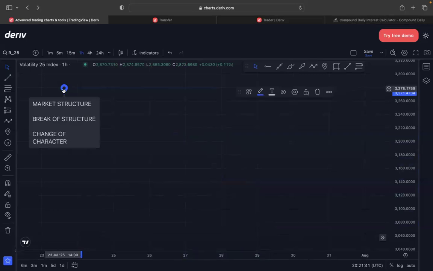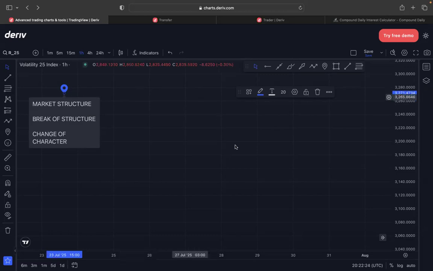Change of character. What is change of character? Now, we say break of structure tells us if the trend has continued. If it's an uptrend, break of structure tells us that the trend has continued in an uptrend. So change of character is just the opposite. Like I said before, if the market is going up, it cannot go up for eternity. At a point, it's going to change from an uptrend to a downtrend.